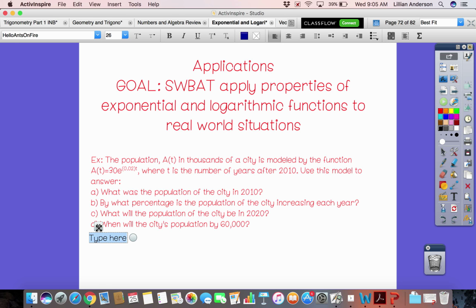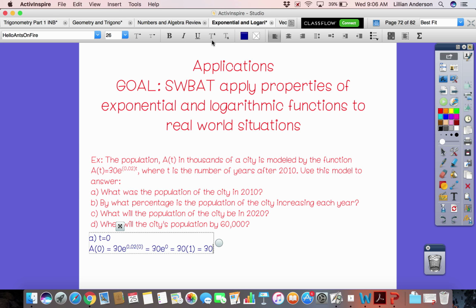So when it asks, what is the population of the city in 2010? Well, the equation was modeled to represent the number of years after 2010. So it's basically asking you for the initial population. So in 2010, that is the initial population. So the initial population basically means when t equals 0. So in order to figure out the value of A, you're pretty much going to plug in 0 for t. So that's going to be 30e raised to the 0.02 times 0. And we all know that anything raised to the 0 power is 1. So that's going to be 30e to the 0 power. So that's going to basically be 30 times 1, which is just 30.